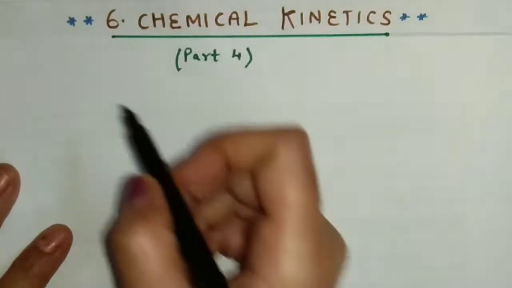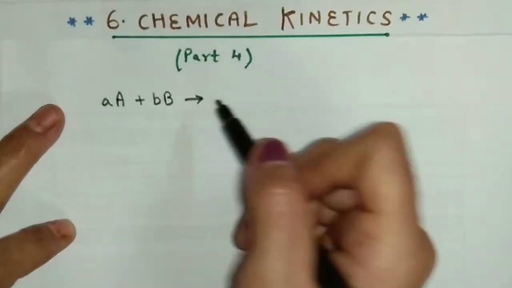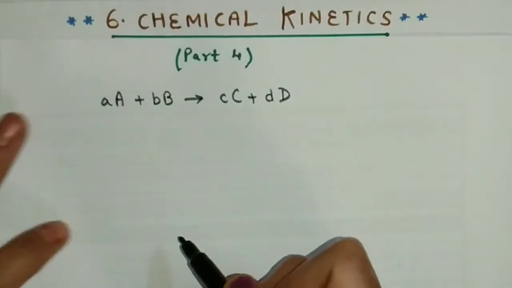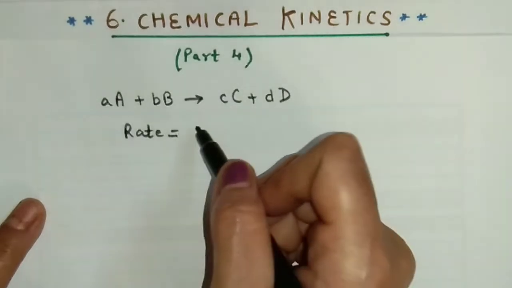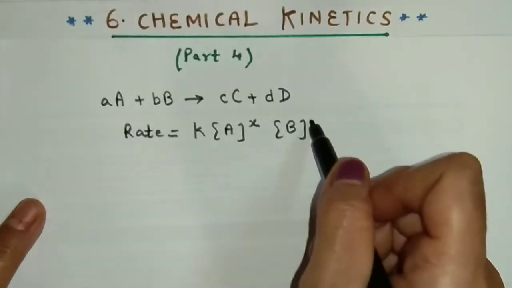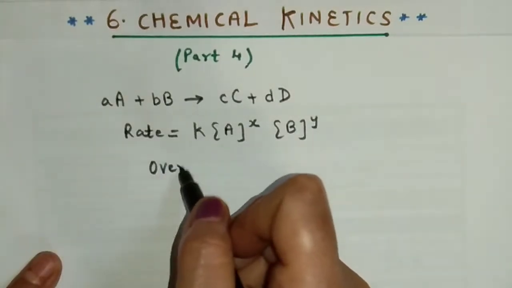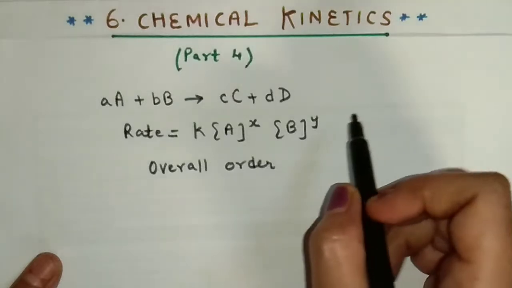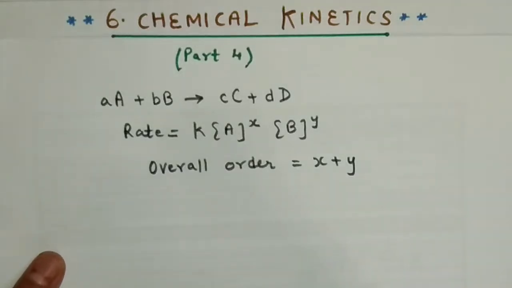So, if you consider a general reaction where A moles of A react with B moles of B to produce C moles of C and D moles of D as the products, then the rate law can be written as: rate is equal to K [A] raised to power X, and [B] raised to another power, which we call Y. The overall order of the reaction, when we consider both the reactants, is given by the sum of the powers, that is X plus Y.